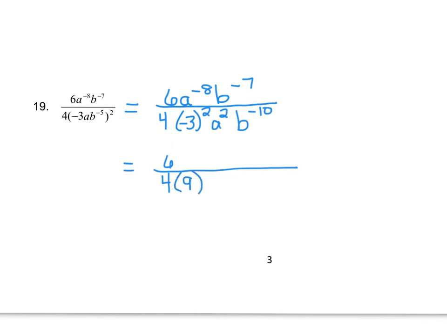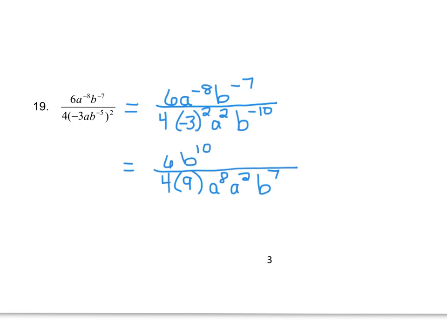Now I'm going to go to my a's. I have a to the -8th in the numerator. Since we have a negative exponent, I want to move it down to the denominator, and when I do, it'll make it a to the +8th. We also have another a down here, a to the 2nd, and that already has a positive exponent, so let's leave it down there. Now let's go to our b's. In the numerator, we have b to the -7th, so if we want to make that exponent positive, we move it down to the denominator. And we have b to the -10th. If we want to make that exponent positive, we move it up to the numerator. So we have the b to the 10th up here.